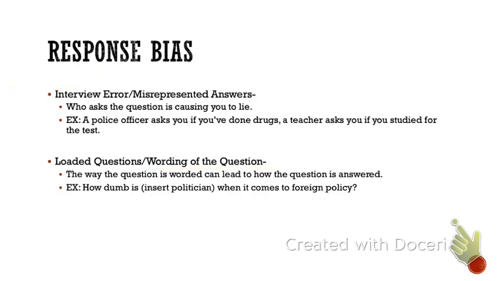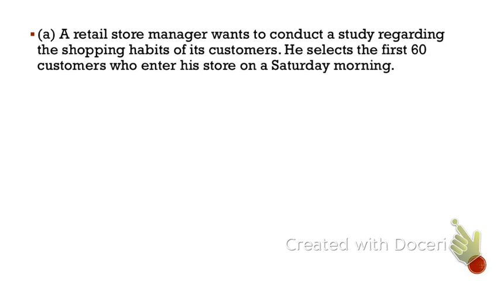So let's look at some examples and decide what type of bias they are. And then I have a little matching activity that we'll do, and then you guys can work on your homework.